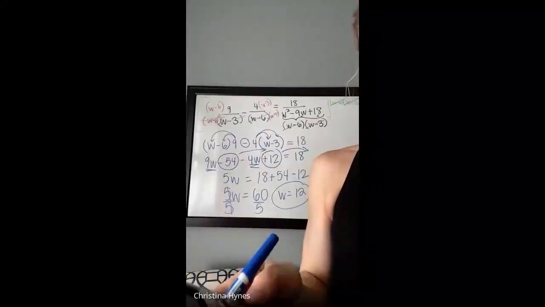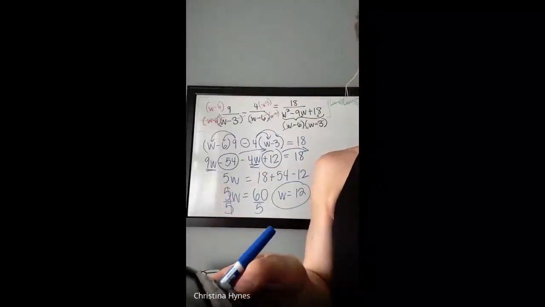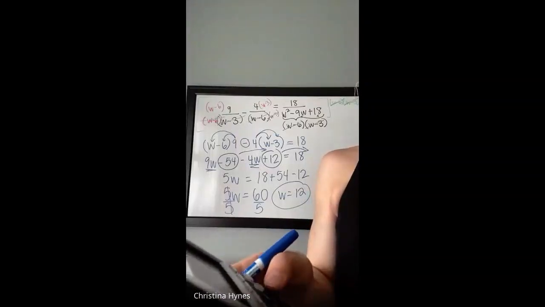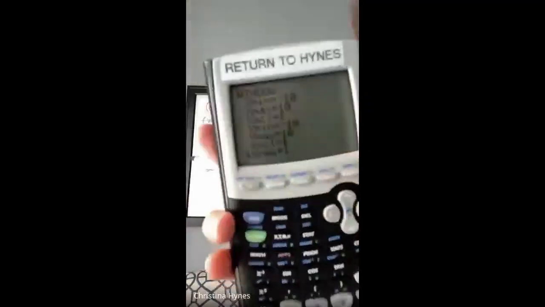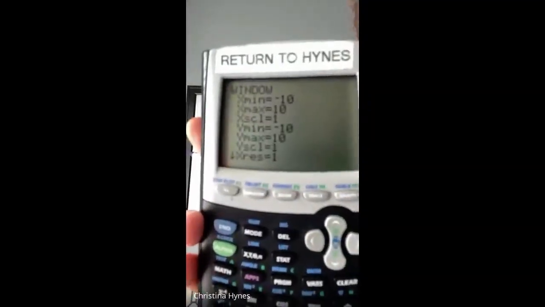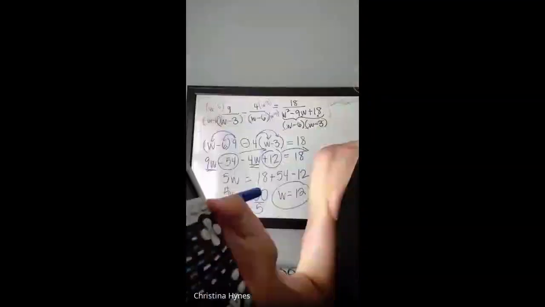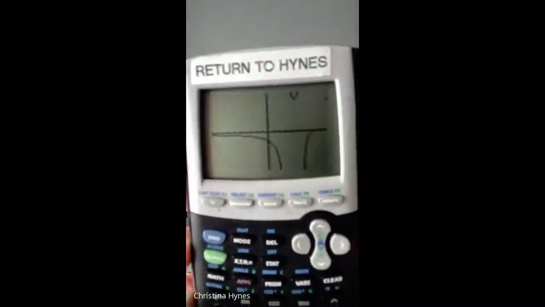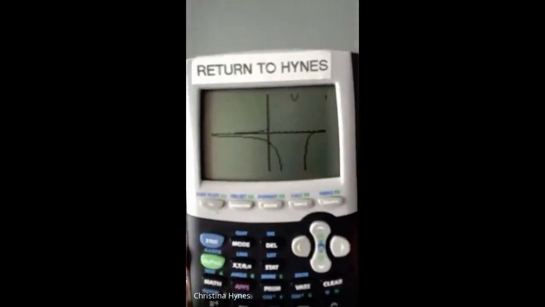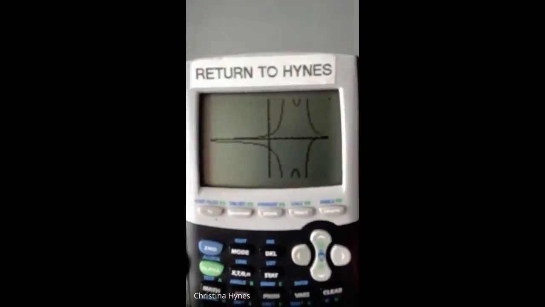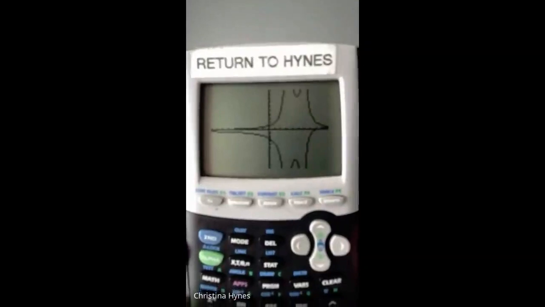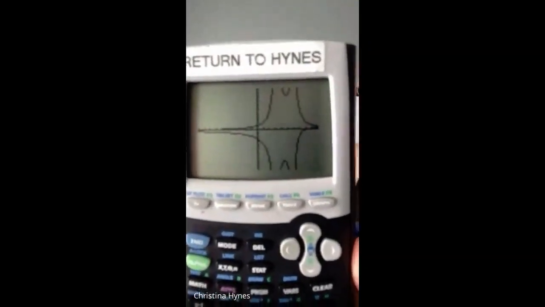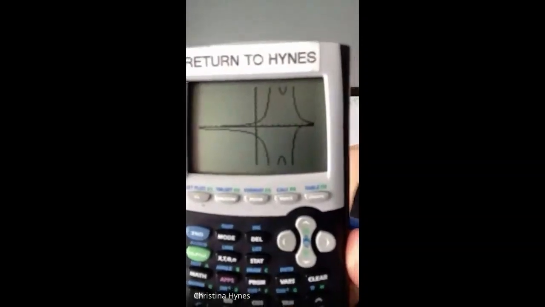So I'm going to use the standard window for now, the negative 10, positive 10, negative 10 window. So this is the window I'm using. Okay, and then you graph it. So it gives you this crazy image. But what you're trying to do is find the intersection between the left side and the right side. And because we know that they're equal, the left side should always equal the right side, we want to see where they intersect with each other.